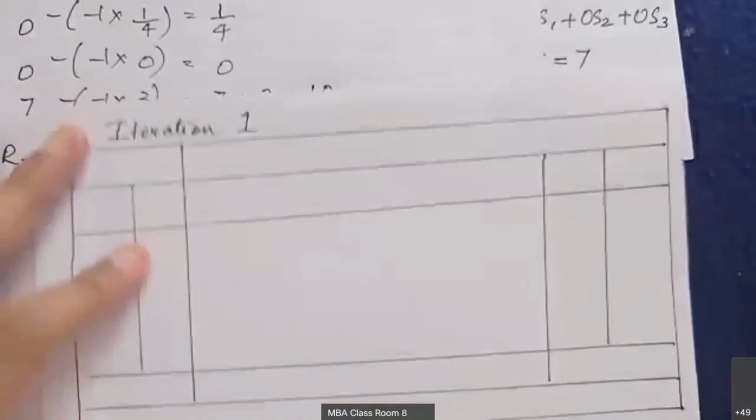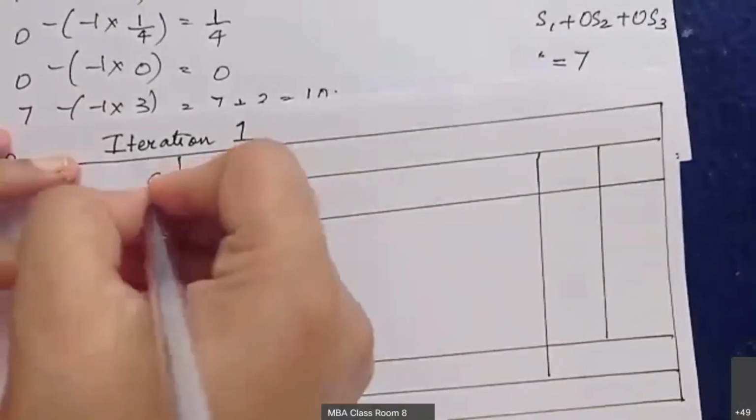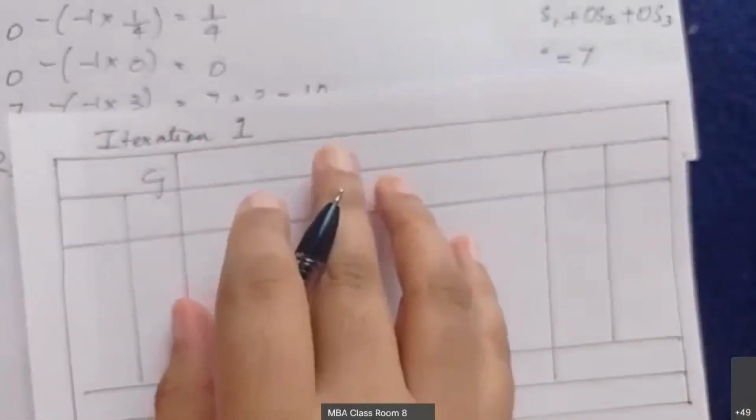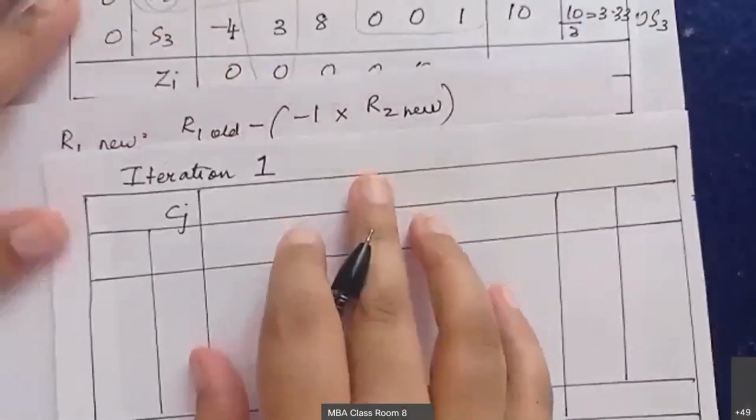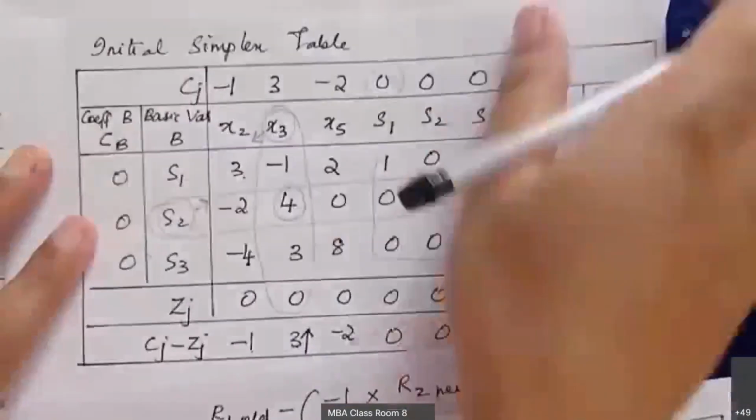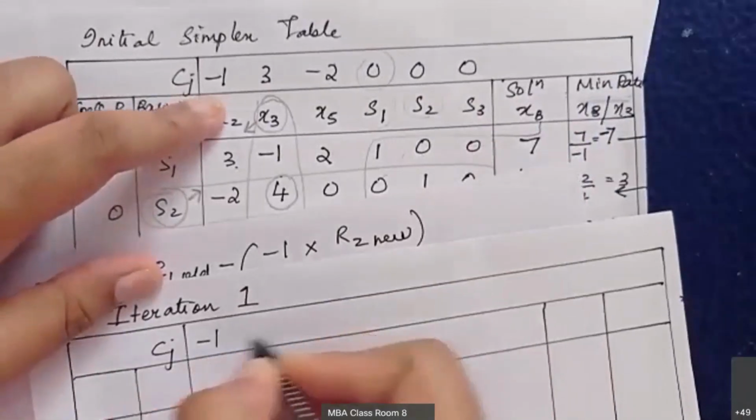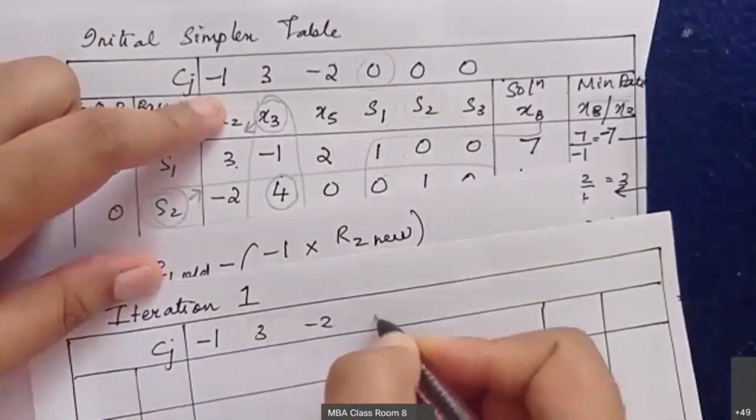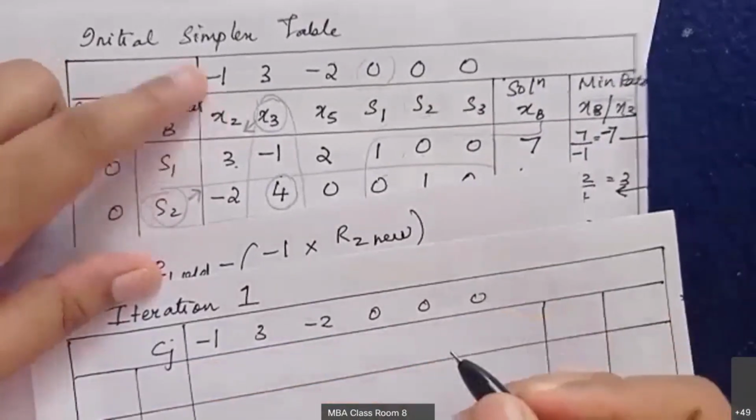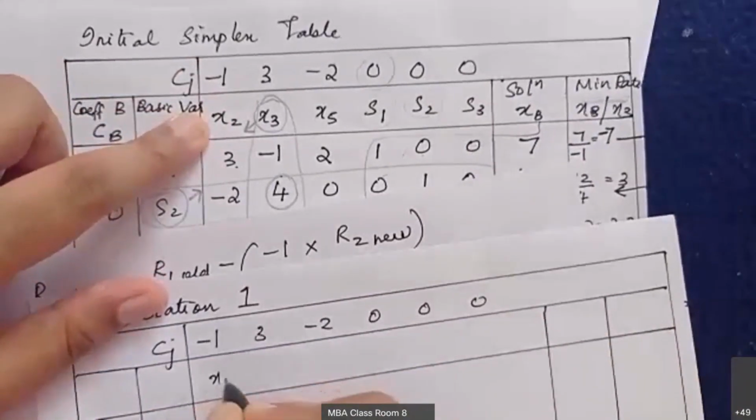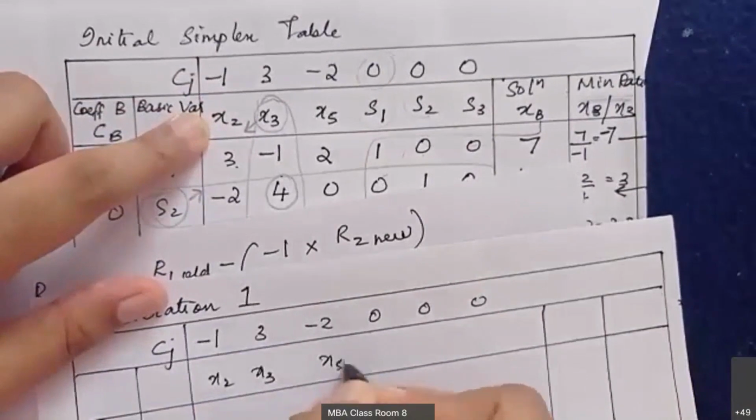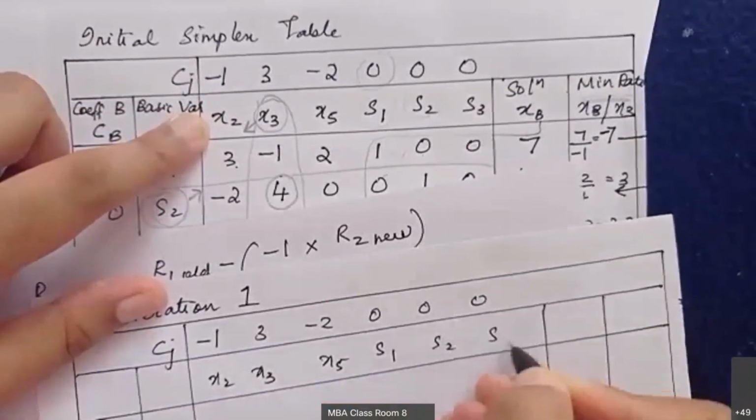Okay, this is our first iteration table. Over here we have the values of Cj. Cj will remain the same because the coefficients of the objective function will remain the same. Okay, so here we have Cj. I'm going to write down the same values. Minus 1, 3, minus 2, 0, 0 and 0. What are the variables corresponding to it? It is x2, x3, x5, s1, s2 and s3.